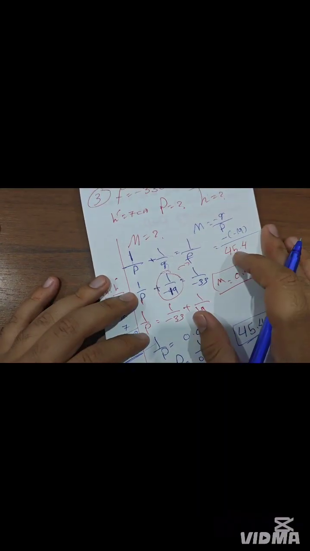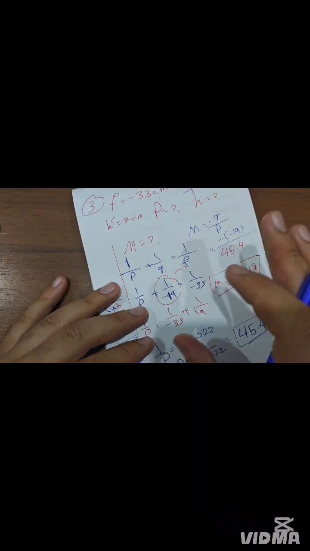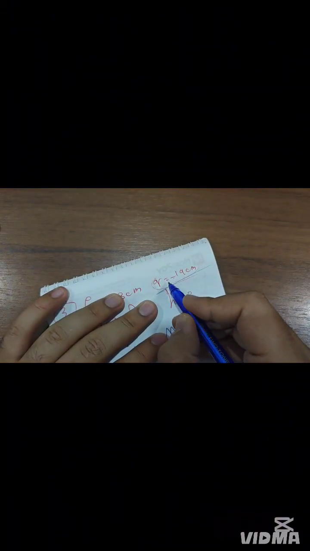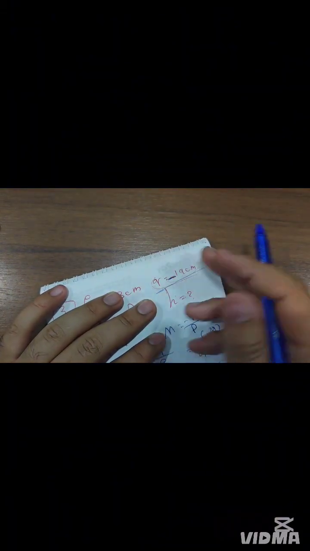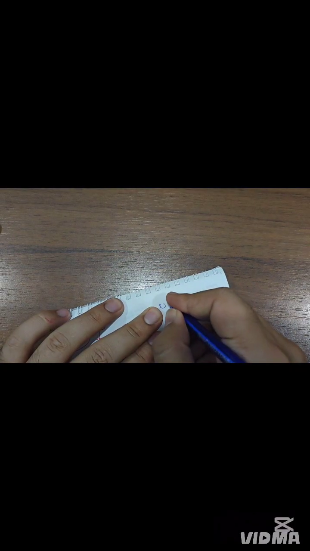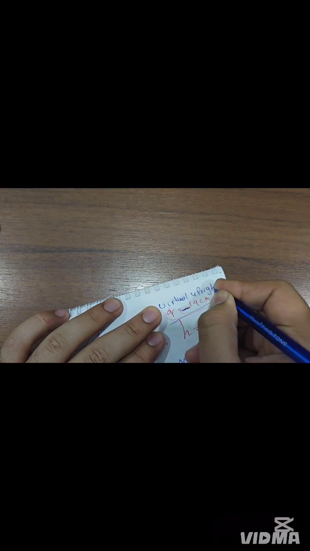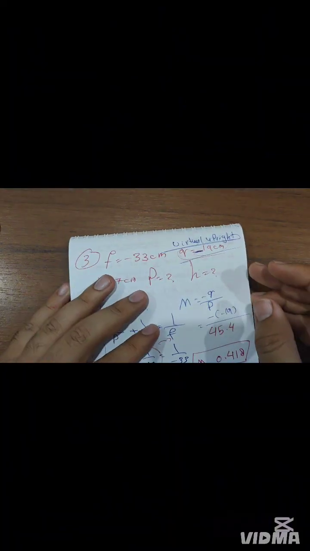And the last part of the question said, is the image virtual or real? In here, of course, because in here we have negative sign, the Q is negative, and the question said behind the mirror, so of course this is virtual. And because virtual, again, this is upright.